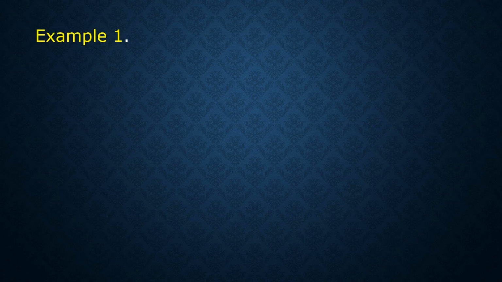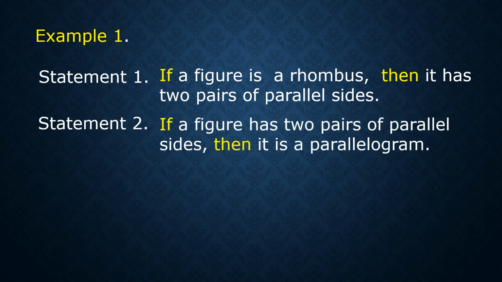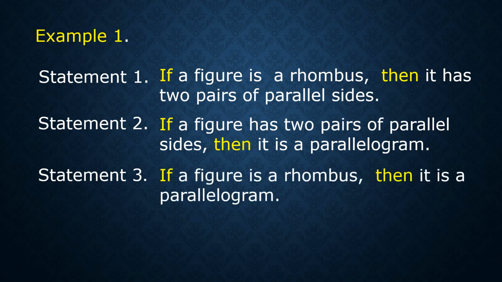Example number 1. Statement number 1: If a figure is a rhombus, then it has two pairs of parallel sides. Statement number 2: If a figure has two pairs of parallel sides, then it is a parallelogram. Statement number 3: If a figure is a rhombus, then it is a parallelogram.